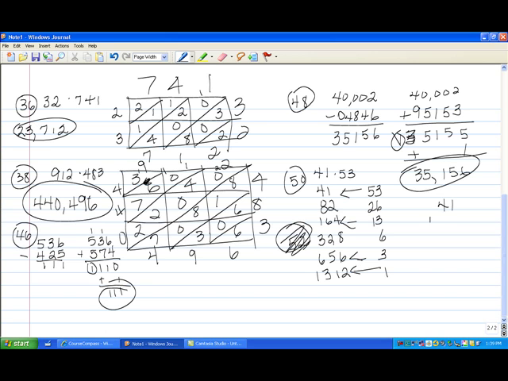So 41, 164. Okay, so I'm choosing the odds from that column. 656 and 1312. So let's see what we get when we add those together. 656, 164, and 41. I'm getting 2173. Okay, and let's see what 41 times 53 is. 2173, so that checks out.